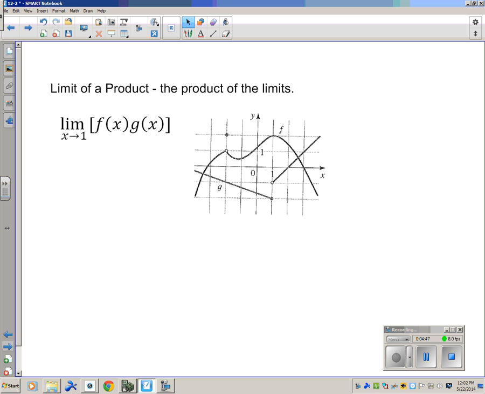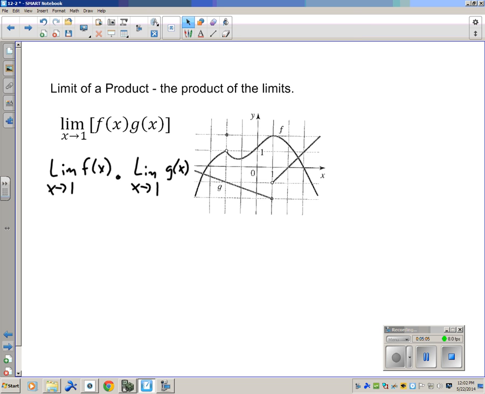The limit of a product is the product of the limits. So you can pull them apart. I can take the limit of f of x as x approaches 1, and multiply that by the limit of g of x as x approaches 1.